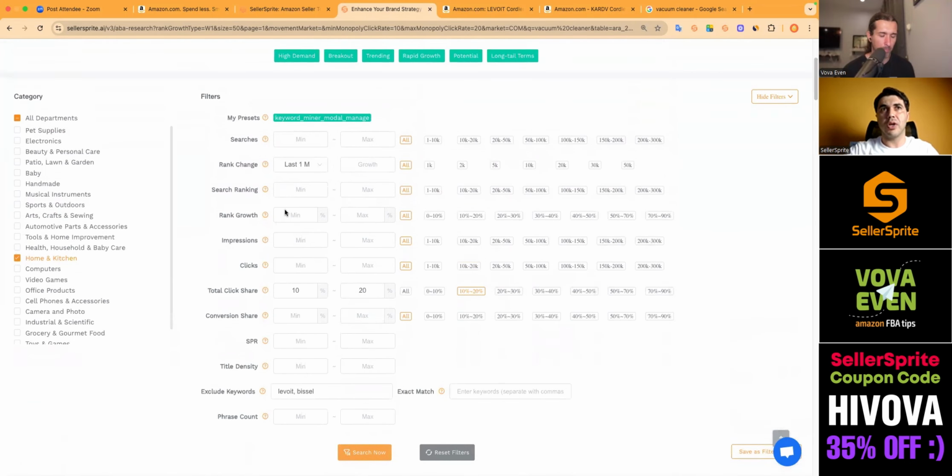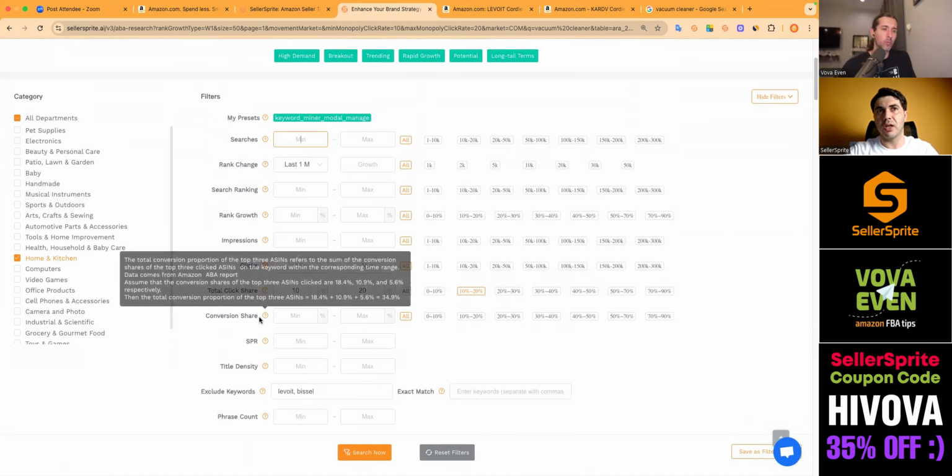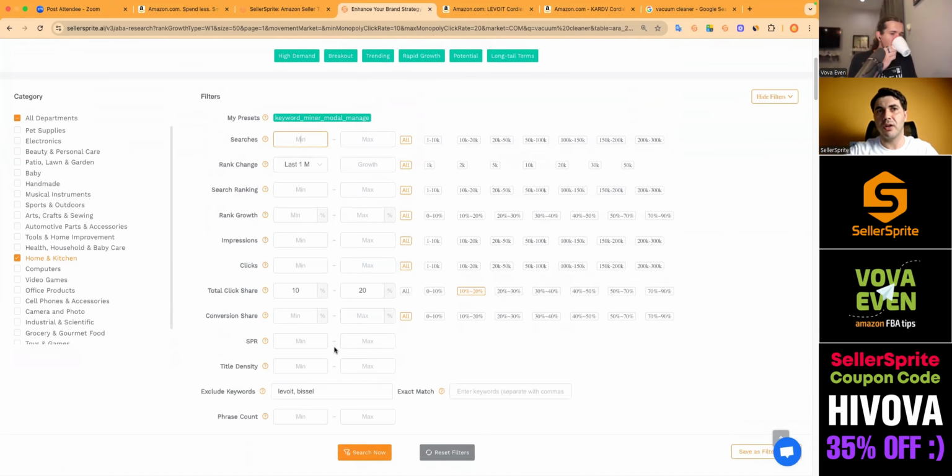Guys, you can use it from here and change the search volume. Meanwhile, you can put the search volume here as well. Maybe you can put between 5,000 to 6,000 or 10,000 to 20,000 as you like. And the conversion share you can put here to filter out exactly until you find the keyword you are looking for.